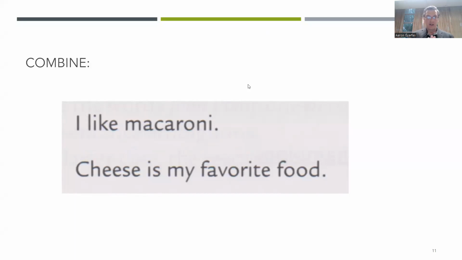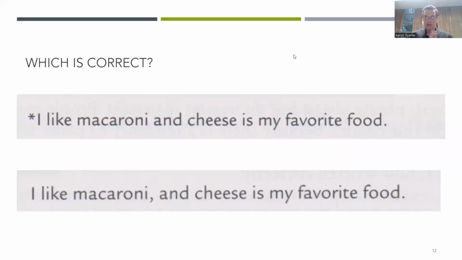Now let's combine these two sentences with the conjunction and. How would I write it if I did? Comma or no comma? Let's see what happens, right? If we leave the comma out, if we don't let our reader know that these are two separate complete sentences, you can probably easily see what's going to happen, right?